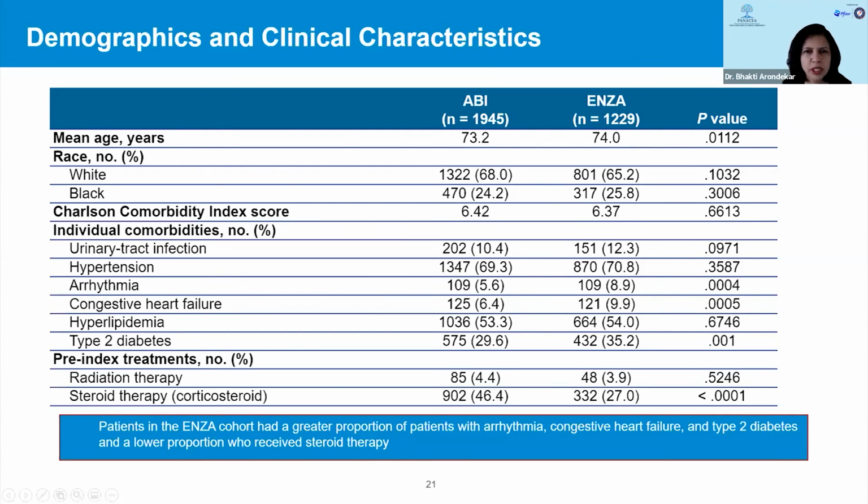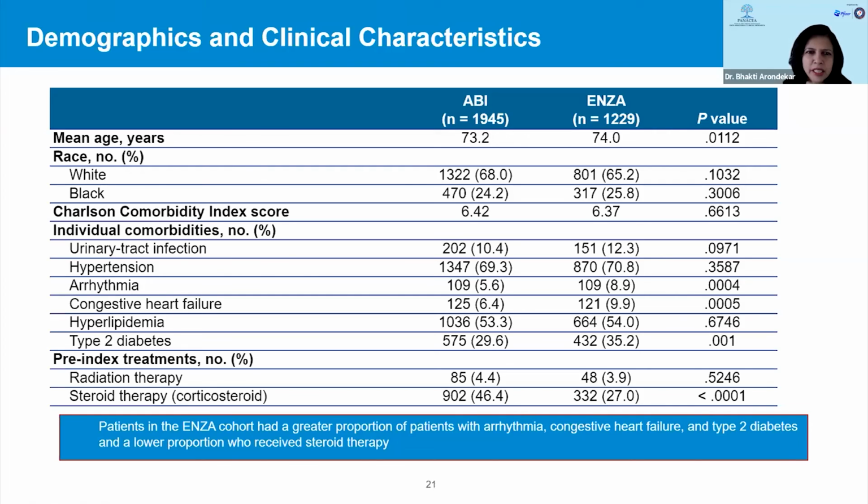This is what the patient demographics look like. There was very little difference in terms of age. So the two cohorts were very comparable. Patients who got abiraterone and enzalutamide, you can see that the sample size is very huge here. You almost have 2,000 patients treated with abiraterone and about 1,200 patients with enzalutamide.